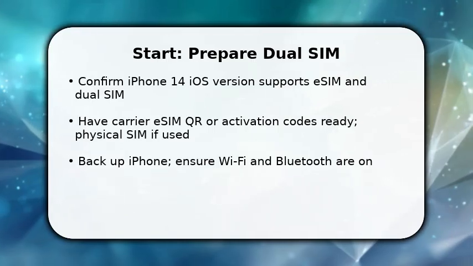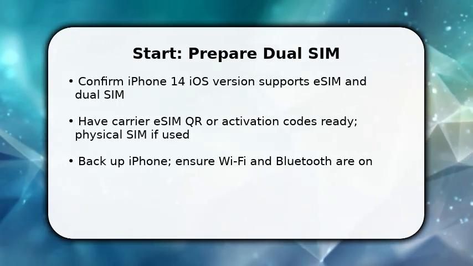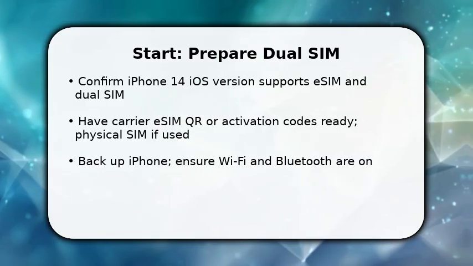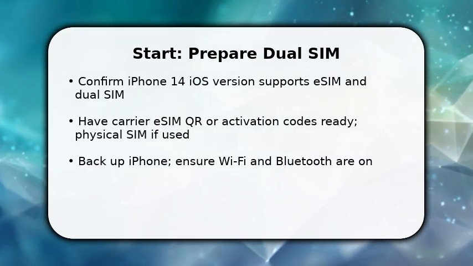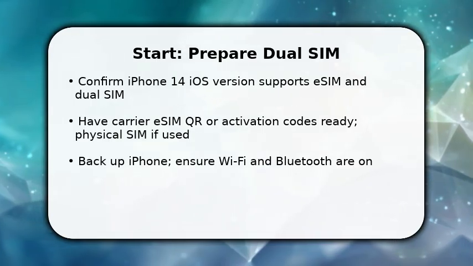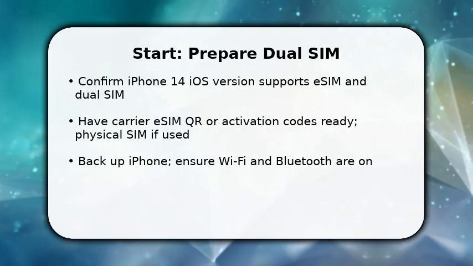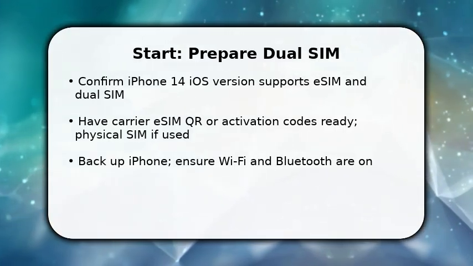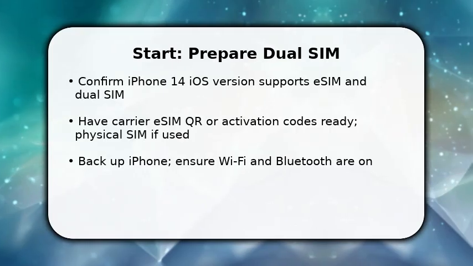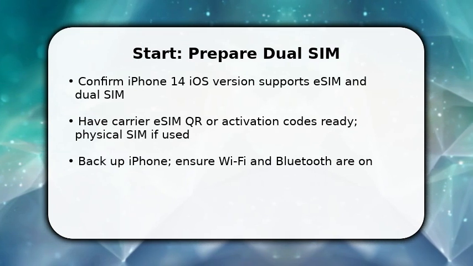You begin by confirming your iPhone 14 has the latest iOS, so eSIM features work. This avoids provisioning errors. Next, retrieve the carrier eSIM QR or activation details and keep your physical SIM ready if you're using one. Make sure Wi-Fi and Bluetooth are enabled because activation often requires network access. Once done, open Settings and tap Cellular to start adding a plan.